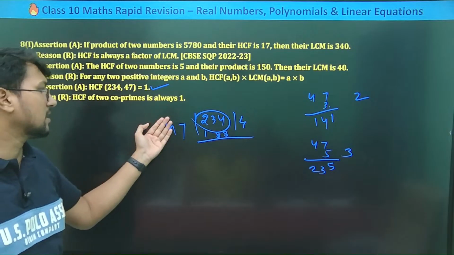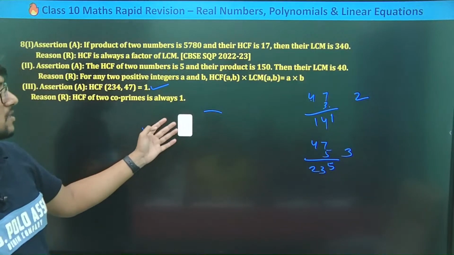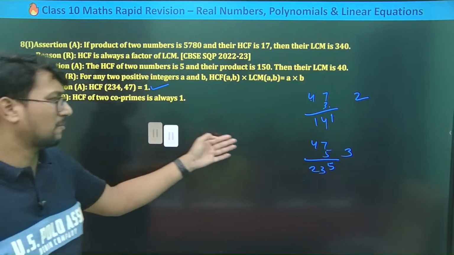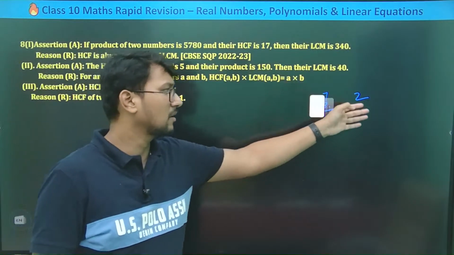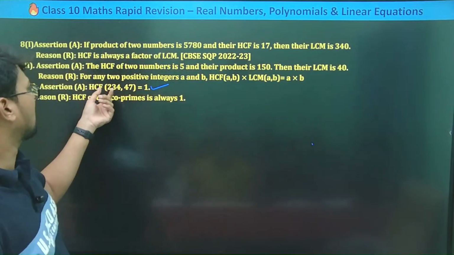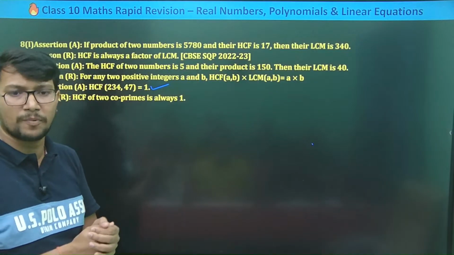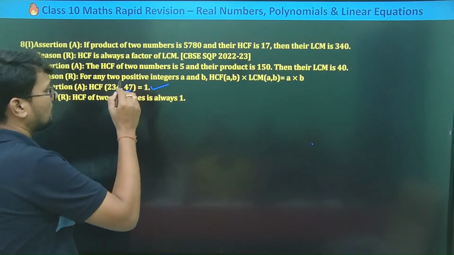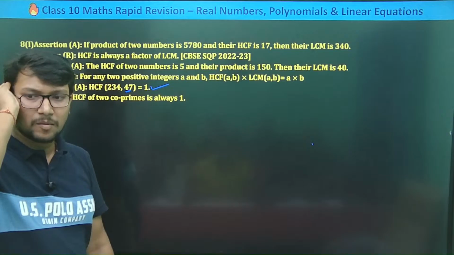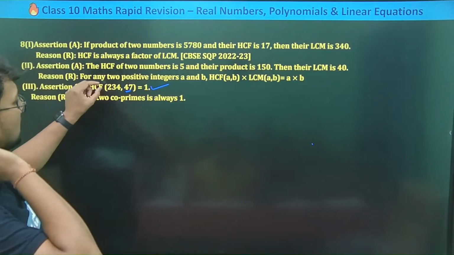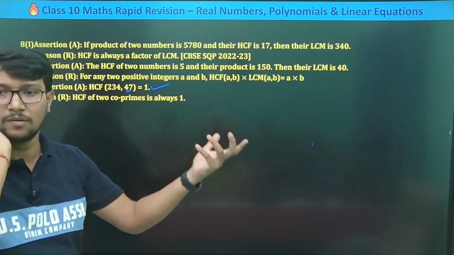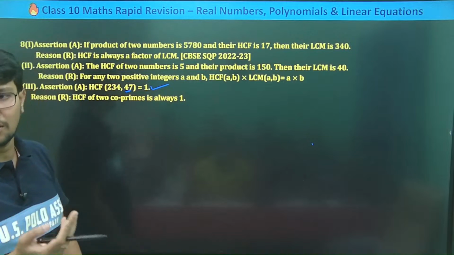47. And the 47 is what? 47 is that a prime number? Yes. 47 is a prime number, and this is a composite number. Therefore, these two are also co-prime. So therefore, these two are also HCF is 1 of them, right?